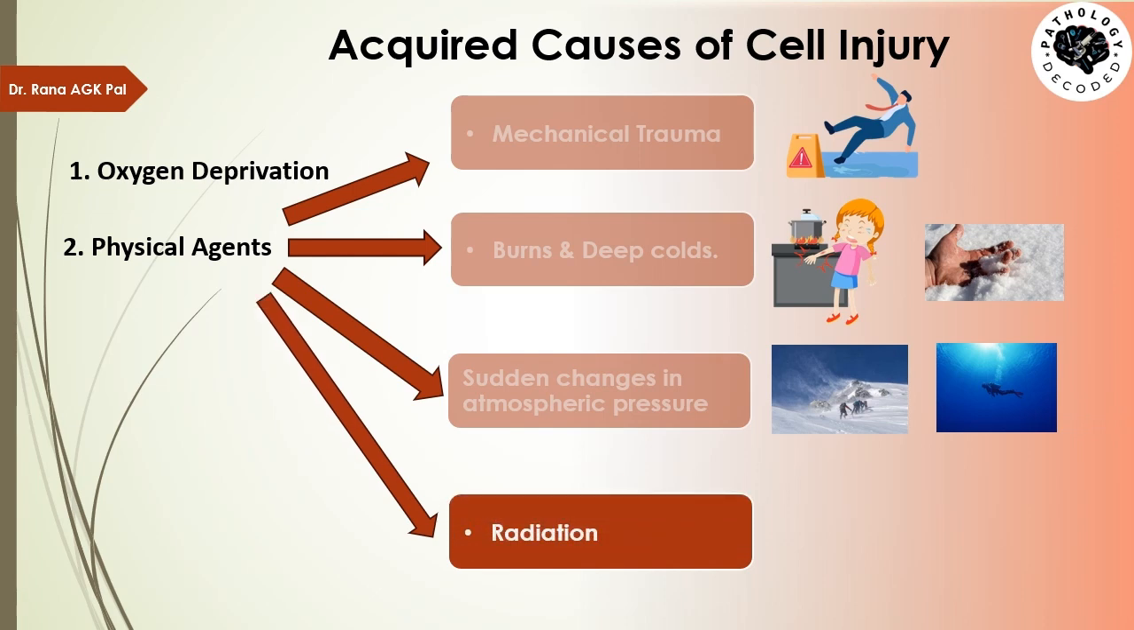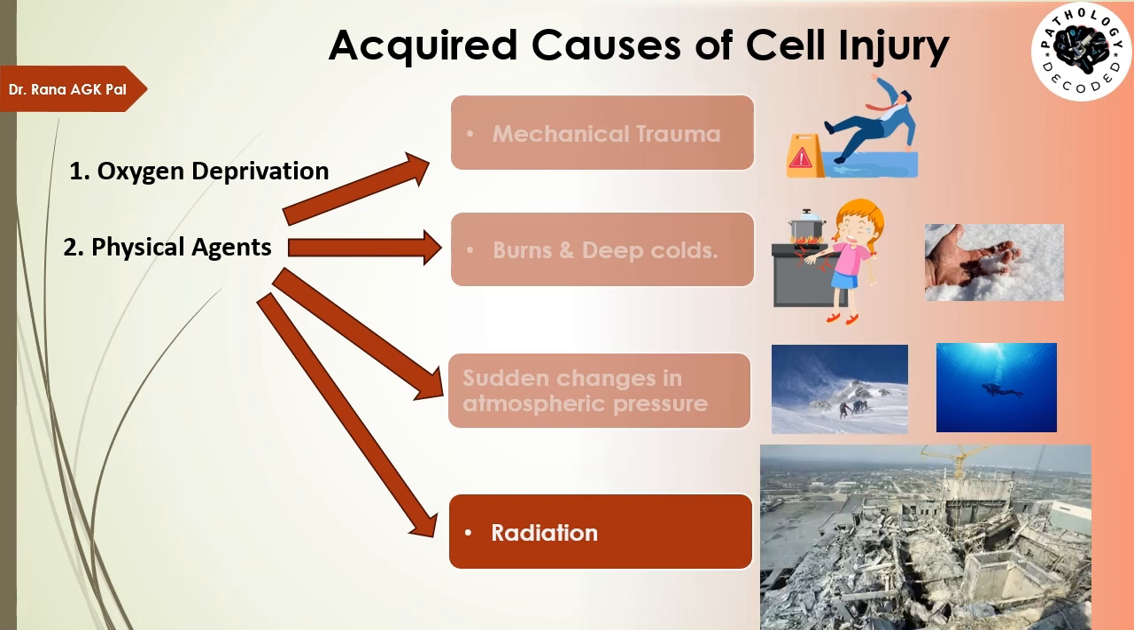Lastly, amongst the physical agents, we have radiations. Radiation injury occurs when tissues are damaged by exposure to ionizing radiation. One common example is the Chernobyl nuclear disaster. Also, the exposure of our skin to ultraviolet radiations, or repeated exposure to X-rays, etc., can also lead to cell injury.